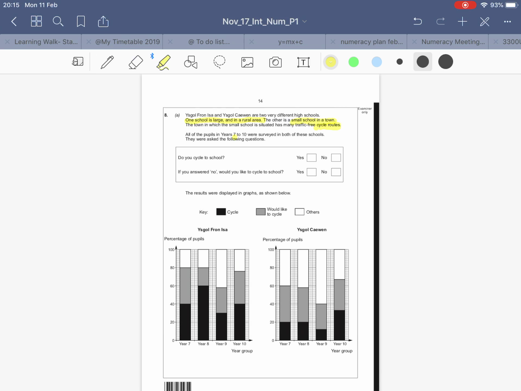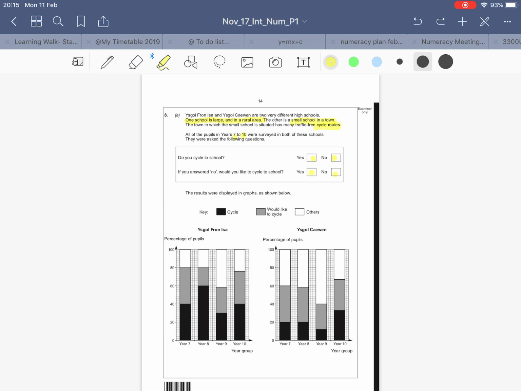All of the pupils in 7 to 10 were asked in both of these schools, do you cycle to school, yes or no? And if you answer no, would you like to, yes or no? And I can see these are 100 bars, because for both of them they have been done as a percentage, and then I can see they're into 3 categories. You've got a cycling category, would like to cycle, or the other, and it varies from class to class and from school to school.